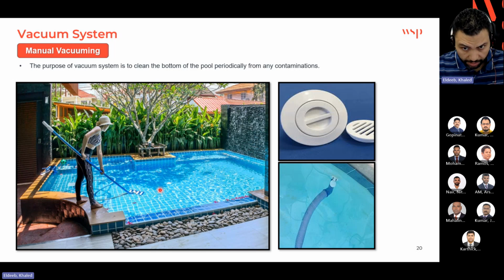So how do we do the vacuuming? First, we need to assemble the vacuum system by attaching the vacuum head, this one, to the telescopic pole, and connecting one end of the hose to the vacuum head, this head, and the other to the skimmer or the vacuum port, like here.